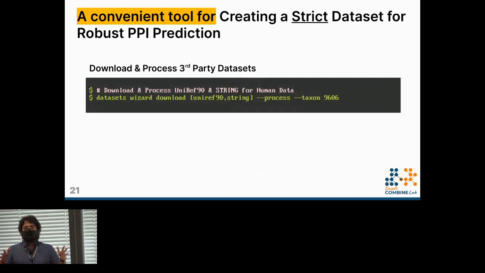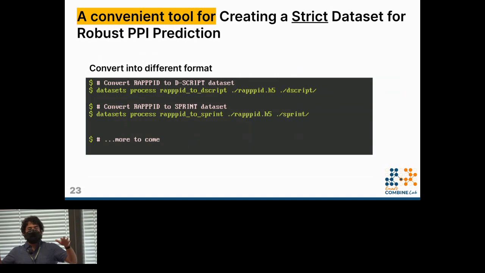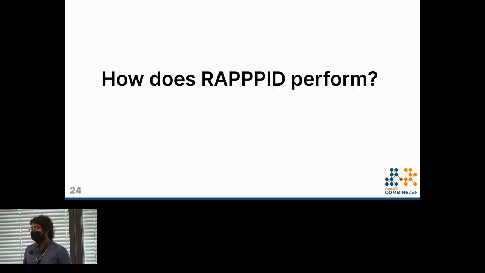What we did was we created a convenient tool, because I had to keep making these data sets for different species and for different random seeds. So we created a tool to download and process third-party data sets like STRING and UniRef90, and make new robust data sets for PPI. This command will create a data set like I described. And then you can convert it into different formats that are ready for other PPI programs like D-SCRIPT, DPPI, and PIPR. But that was about the data.